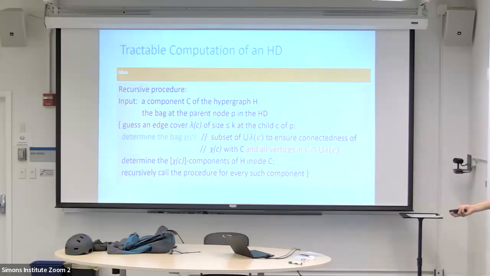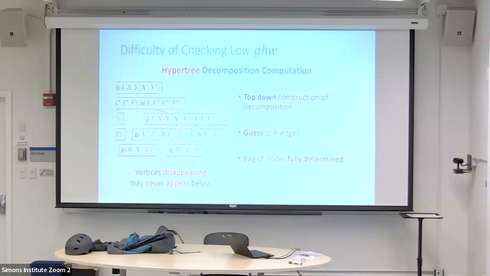Why would we? We just have to make sure of connectedness, and we have to make sure of the special condition. Then we have the bag, and with this we can compute the bag components, and then we go into the recursion. So to sum up, for HyperTree decomposition, we can construct the HyperTree decomposition top-down. At each node, we guess at most k edges. The bag of the node is fully determined, and that's it.